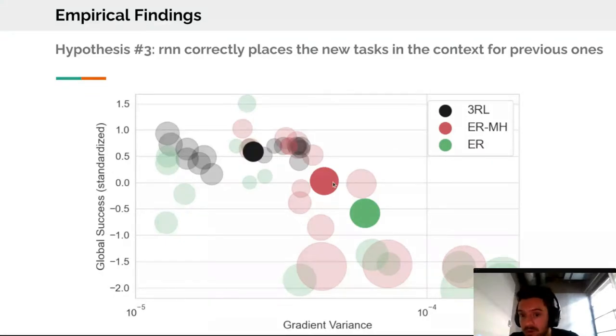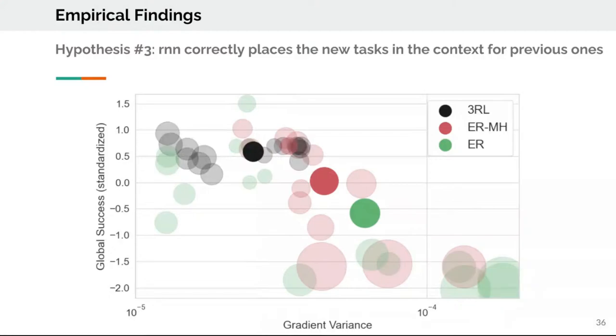So I think that this places some evidence for this hypothesis to be true. And also here, the size of the bubble is a proxy for the stability of the training. So basically what I've monitored is I've looked at the variance of the Q values during training, and using this variance as a proxy for the stability of the training.